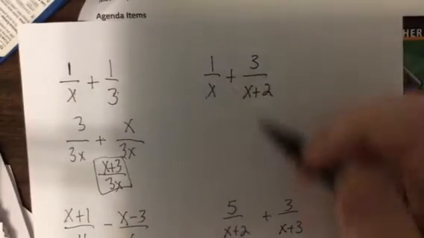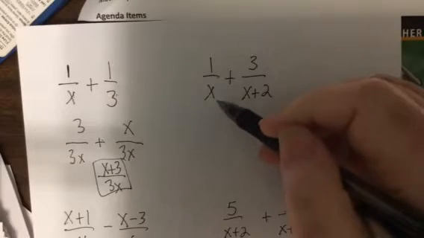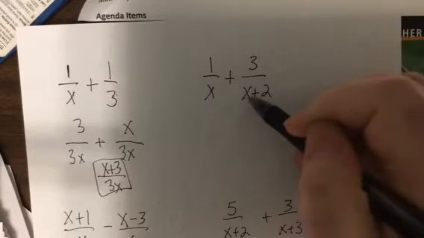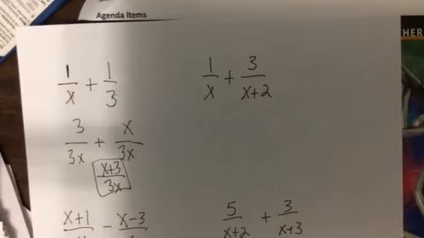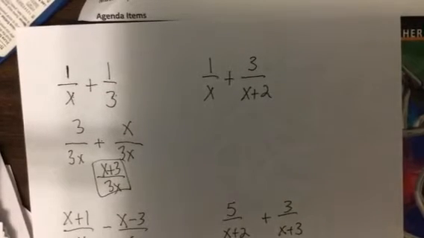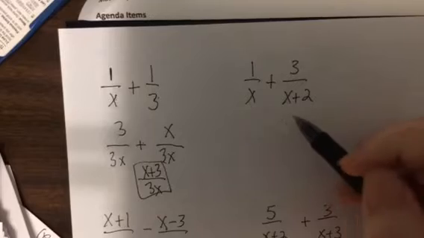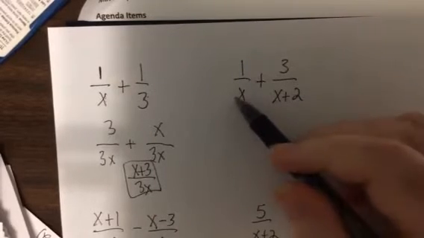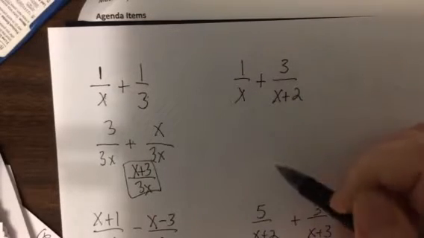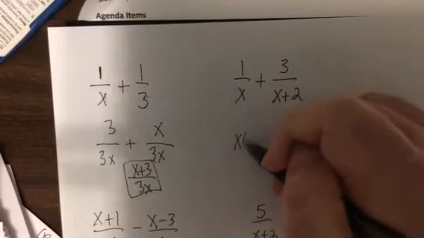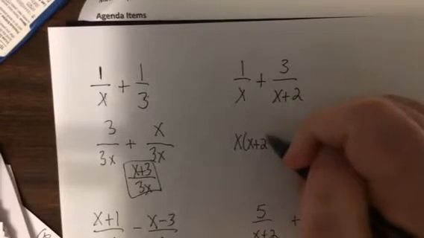Now this one, a lot of people get this wrong because they'll see this x and this x and think, oh, they must be the same. The x's are the same, but the terms are different. It's like saying a cookie and a pie is the same thing because they both have sugar in it. But they're not the same. They both have a common ingredient, but the overall thing is different. So the LCD would be x and x plus 2.